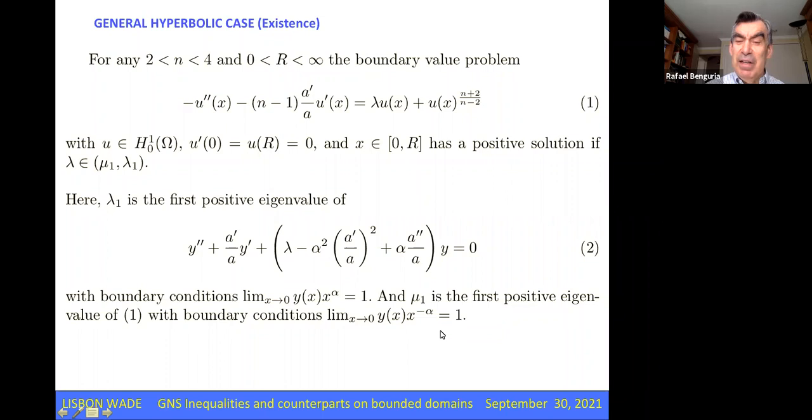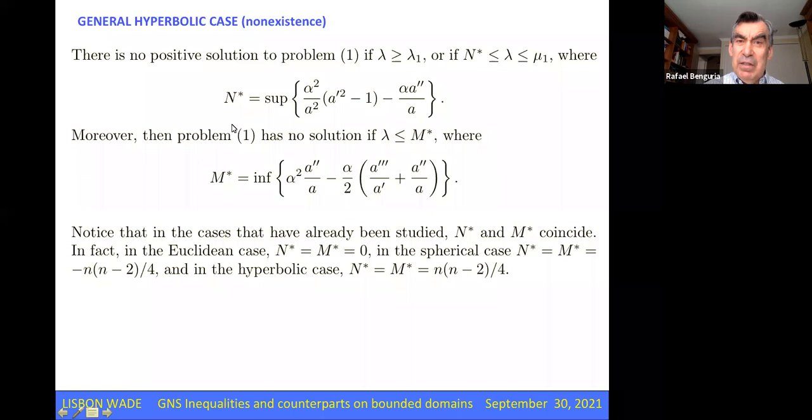So we look at mu1 and lambda1 as spectral parameters, as eigenvalues of a linear equation with two different sets of boundary conditions at zero. At R, we always impose the Dirichlet boundary condition. And what we prove is that there is no positive solution if lambda is bigger or equal to lambda1. This is the standard case. If you are above the Dirichlet eigenvalue, then you don't have solutions. And also if you are below mu1, as I said before, and bigger than n star.